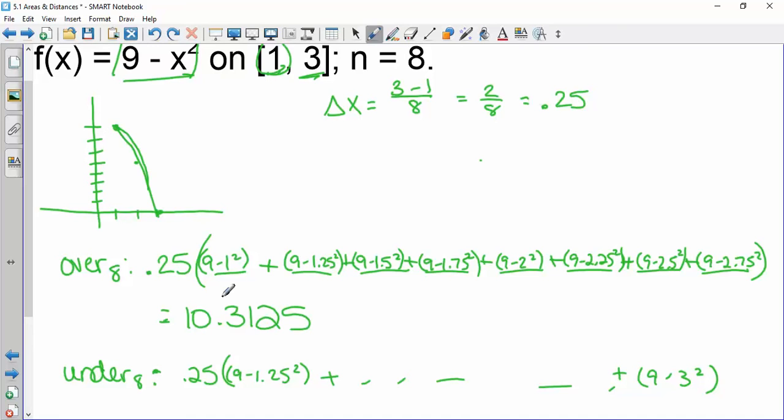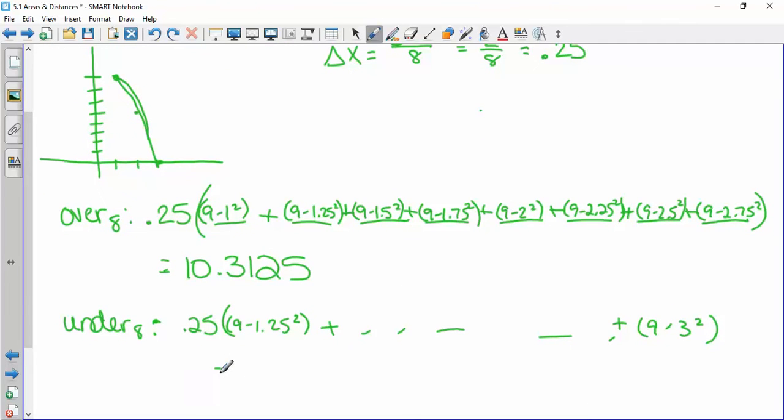So are you guys okay if I'm not writing out all of the numbers on this one? You guys know what I'm plugging in? Okay, please, if you need me to write them, just say something. And I got 8.3125 this time.